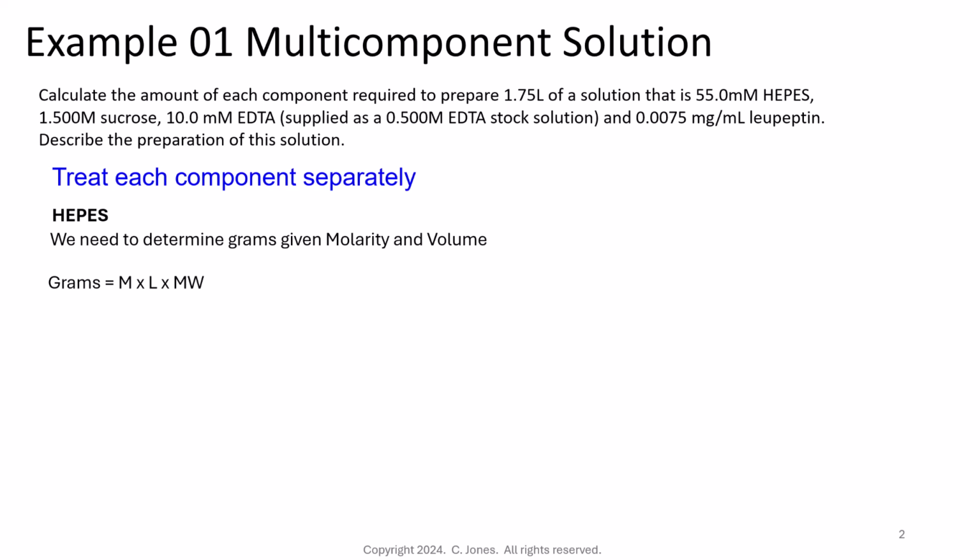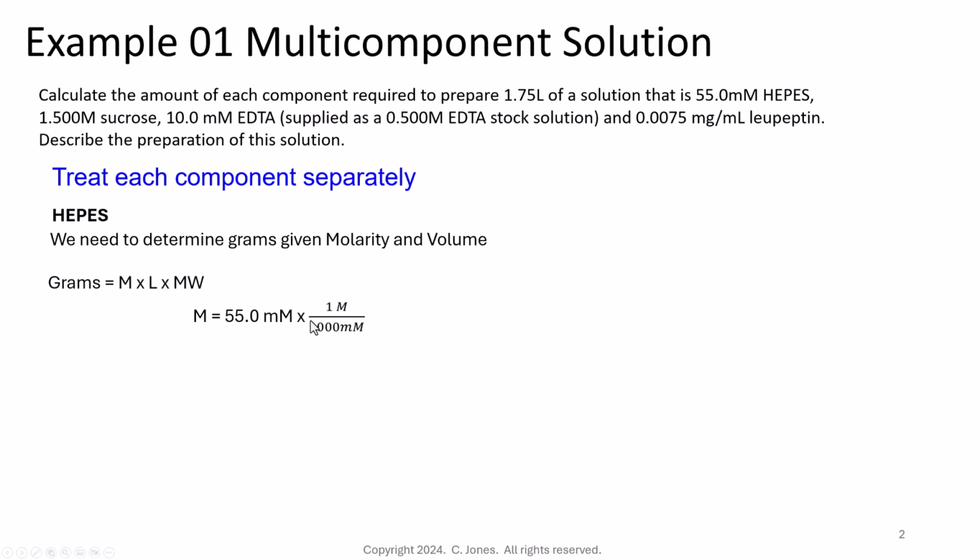We're going to use the formula molarity times liters times molecular weight equals the number of grams. So we need to identify a numerical value for each of these variables in the equation. We'll start with molarity. The molarity of HEPES is given as 55.0 millimolar, but when we solve molarity problems, the concentration needs to be in units of molarity.